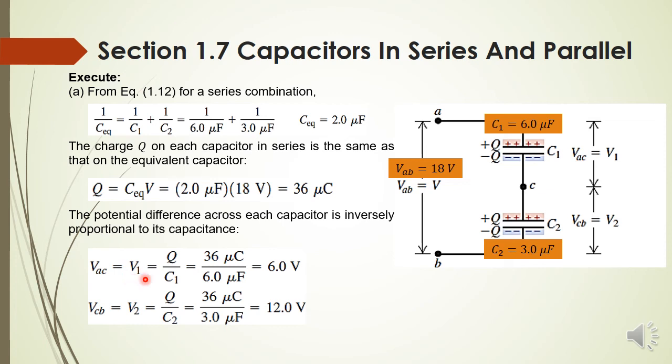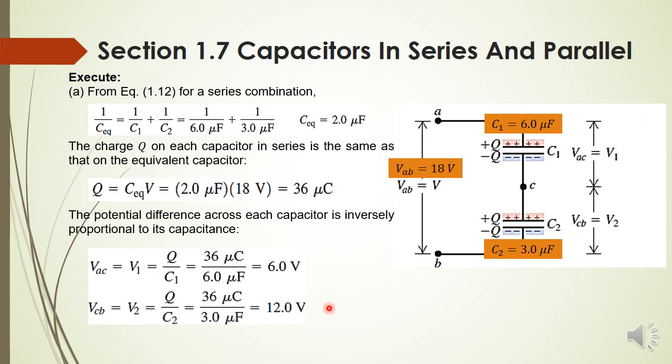V1 or V is equal to Q over C. So the corresponding potential difference for V1 in here is just the VAC, and the corresponding capacitance is C1, which is 6 microfarad. So that is 36 microcoulomb over 6 microfarad, which is equal to 6 volts. And VCB or V2 corresponds to the charge Q over C2, and the charge is 36 microcoulomb over 3 microfarad, equivalent to 12 volts.